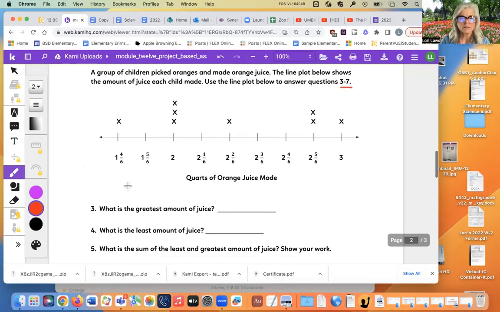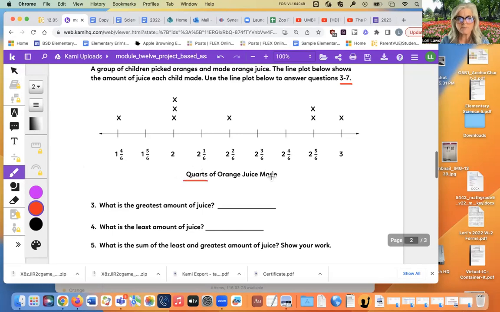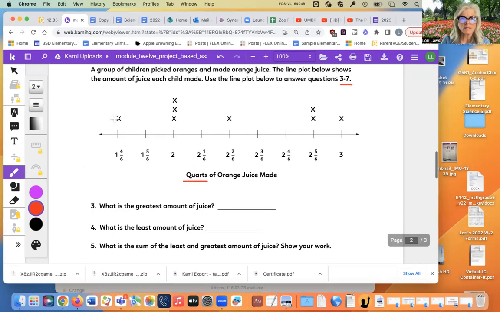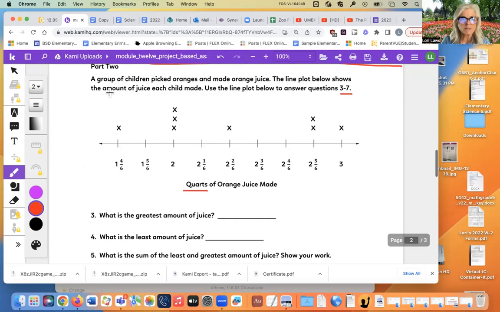Okay, so I've got quarts of orange juice made, and the line plot shows the amount of juice each child made. So this child made 1 4/6 quarts. These 3 kids made 2 quarts. This kid made 2 2/6 quarts. And the thing that I'm doing right now is making sense of the line plot. And you should always do that first to make sure you understand what you're looking at. These 2 kids, so the X's are the kids, made 2 5/6 quarts, and this kid made 3 quarts.